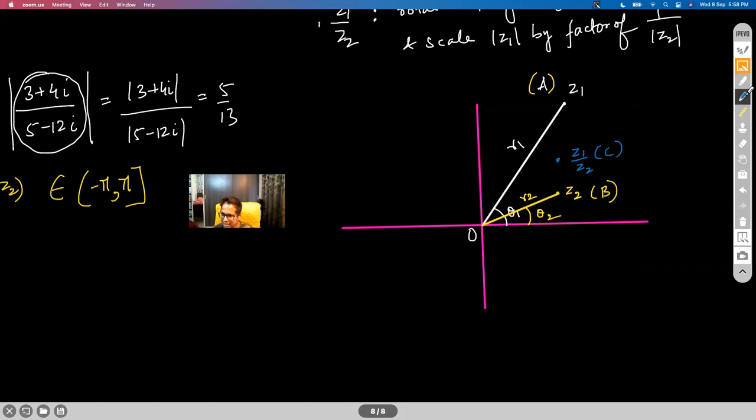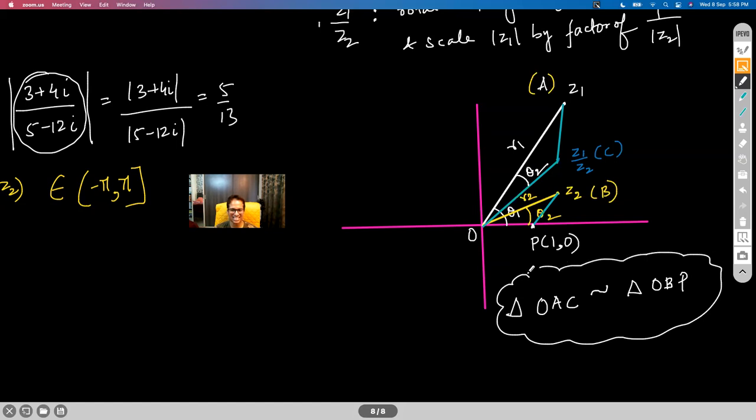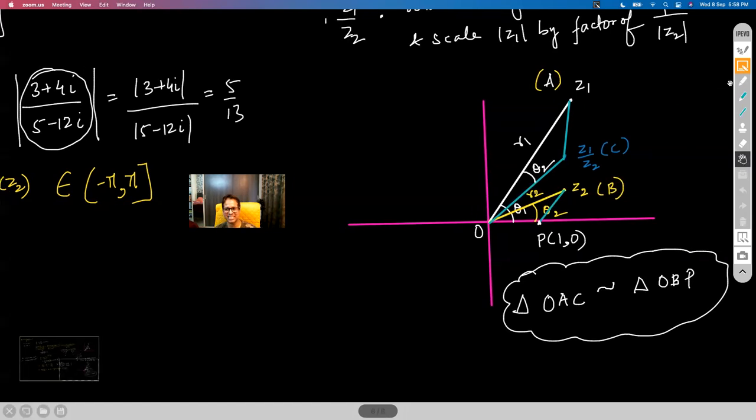Now, if you make two triangles like this, one like this, another like this, where this point is your point 1, 0. Please note that while rotating it, you rotated it by an angle of theta 2. So this is theta 2. What can you comment about triangle OAC and triangle OBP? They are similar yet again. And you can check it out. Checking is very easy. This is theta 2. This is also theta 2 as per the diagram.